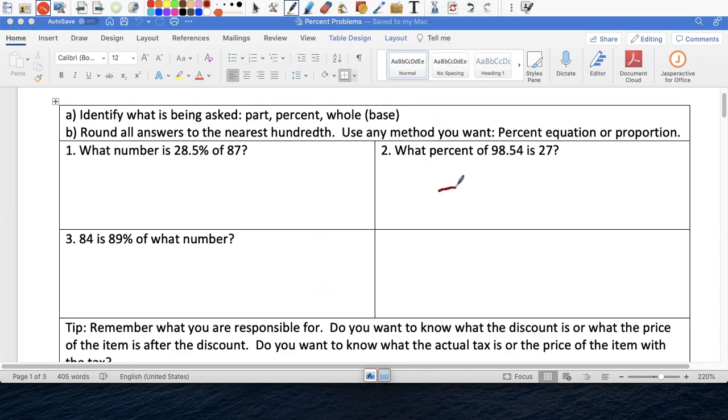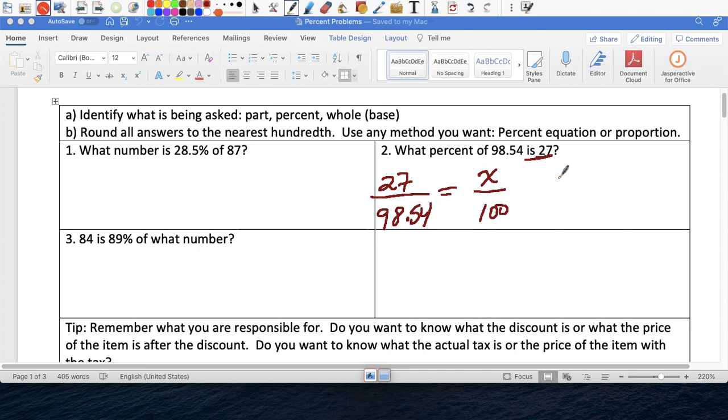Question 2, what percent? So again, what percent? This percent here, that's going to be my unknown. So I'm going to write x. 100 goes down here. What percent of 98.54 is 27? So 27 is my part, right? A is 27. And obviously the total is 98.54. All right, so that's your question.